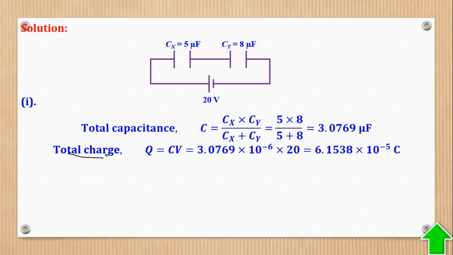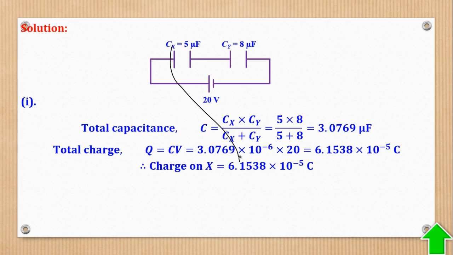Then total charge, remember when they're in series, the charge is the same, therefore total charge will be equal to total capacitance multiplied by the total PD, which is this, to give you this as the total charge they wanted. Therefore, because the charge is the same, it implies that the charge on X will be this. So if they had asked for charge on Y, we would also get this same value. So now we shall go to Roman 2.